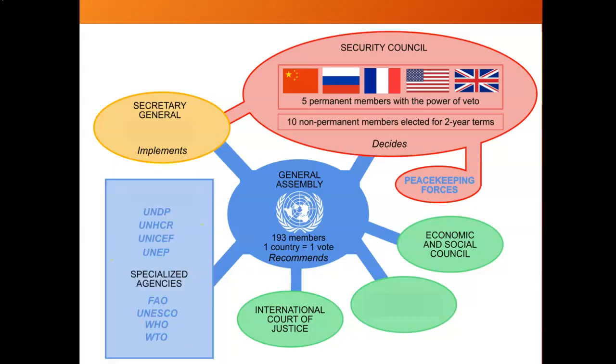In addition to the 5 permanent seats on the Council, there are 10 non-permanent seats. They're voted in by the General Assembly. So the General Assembly picks what countries get to sit on that, and those countries sit on it for 2 years. Over here on the left, we have the Secretariat.